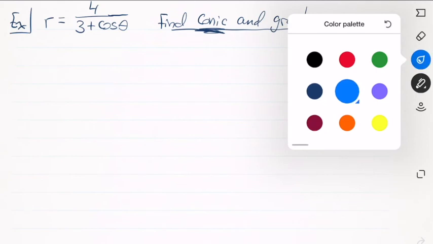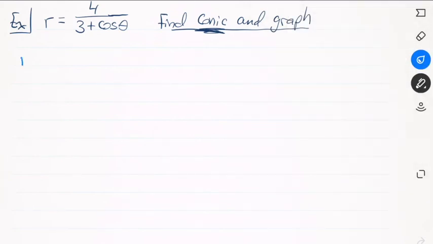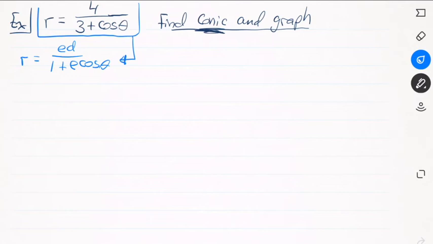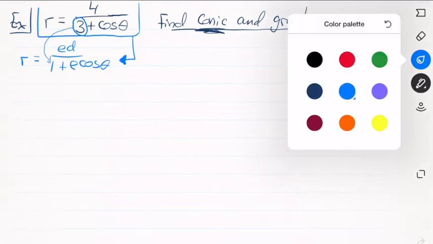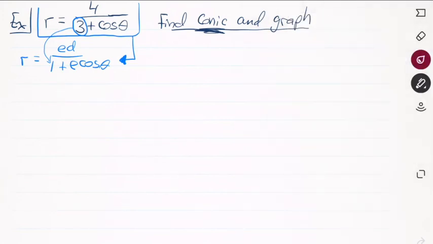So the general form of a conic is r equals ED over 1 plus E cosine of theta. So we're going to try to make this thing look a lot more like this guy down here. Now to start that off, the easiest one to change is this 3, because all we want to do is change that into a 1. So I'm going to take my original equation and write it as r equals a fraction, changing that 3 into 1 by dividing by 3.